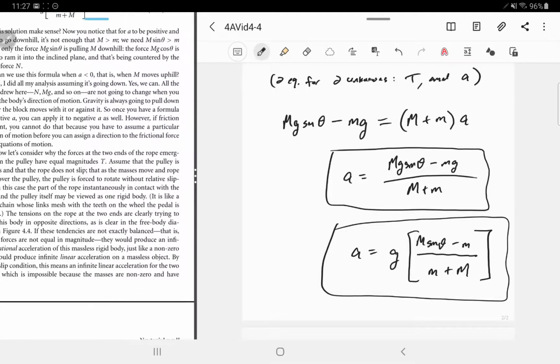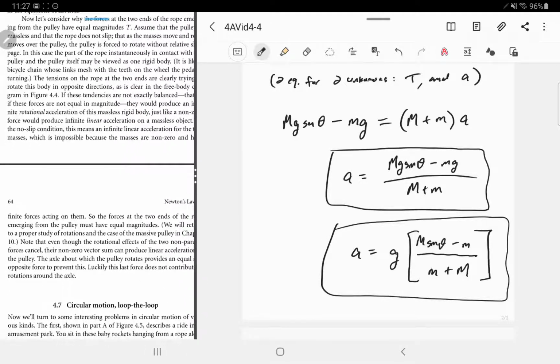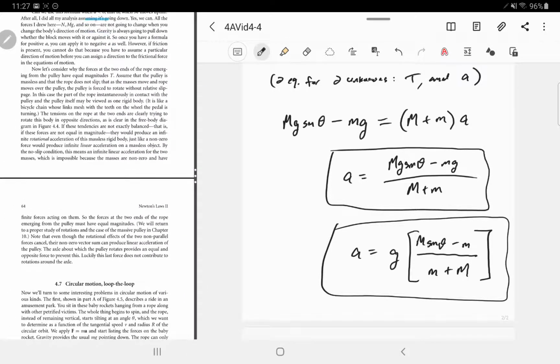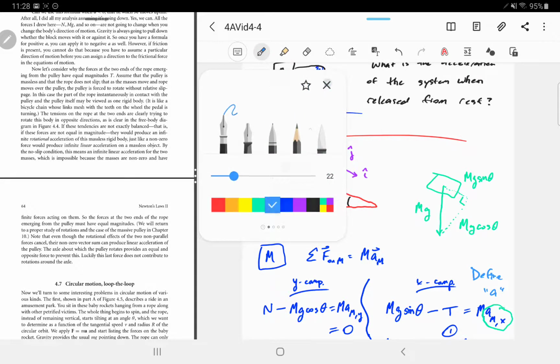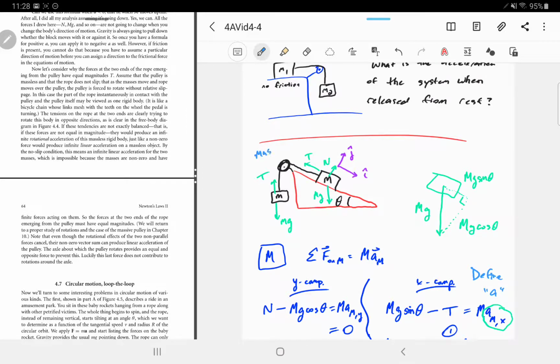I said I would come back to why the two forces have the same tension. So even if the system is accelerating, even if this thing is moving, even if the pulley starts rotating right here, the two tensions are equal. So that's true as long as the pulley is massless. So these two tensions are equal because we have a massless pulley.